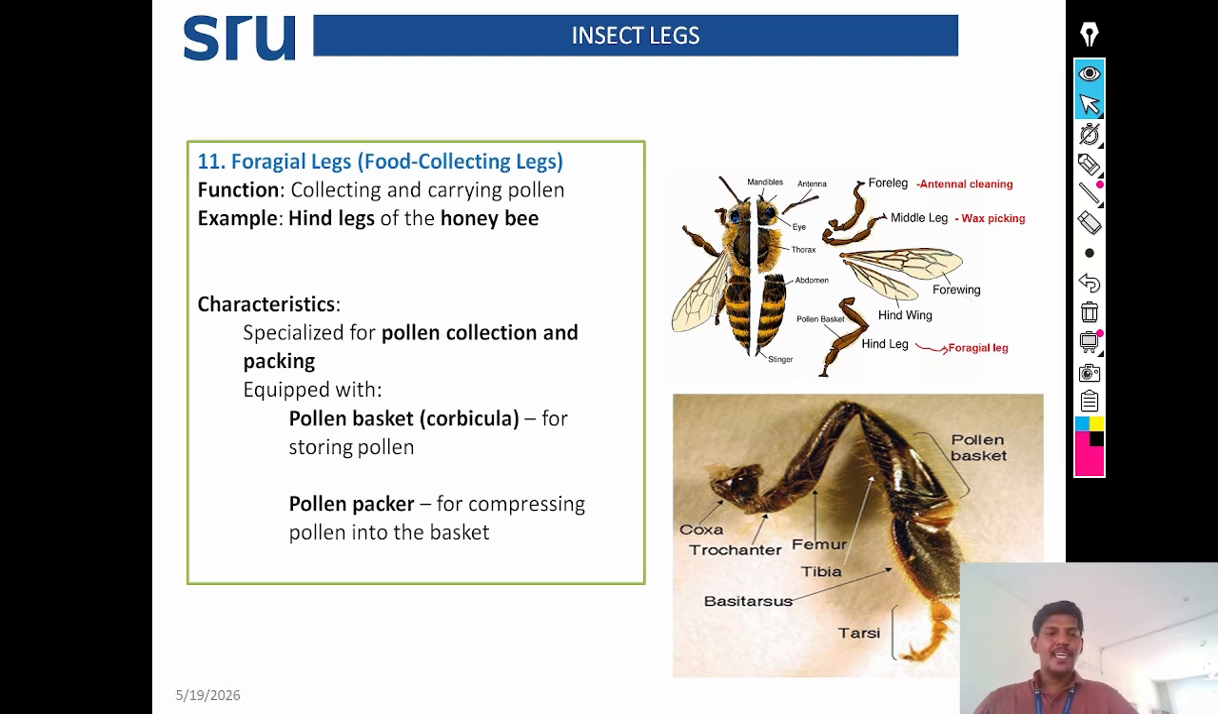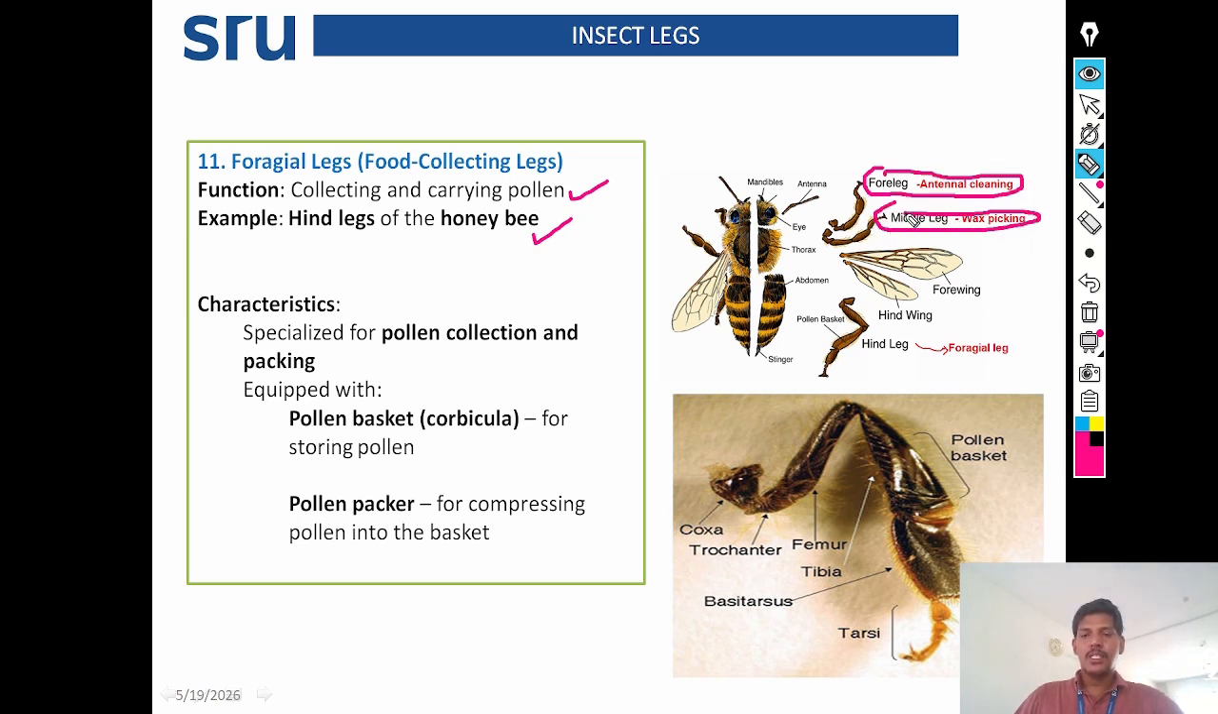Next, forageal legs are food collecting legs. Their function is collecting and carrying the pollen. Examples: see in honeybees, the hind legs of honeybees are forageal legs or food collecting legs. In honeybees, the three pairs of legs are modified for various functions. Forelegs are used for antennal cleaning, midlegs are used for wax picking, and hind legs are used for pollen collection.